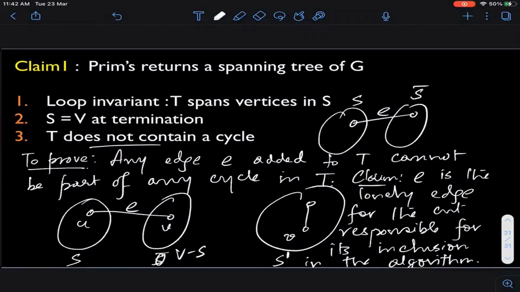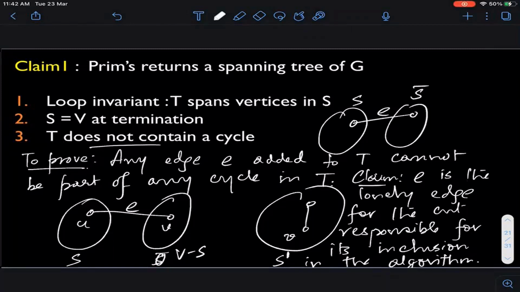तो lonely cut lemma क्या बोलता है कि if I can produce evidence of one cut, बस एक cut मुझे produce करना है, such that E is the lonely edge going across that cut. Lonely edge मतलब बस ये एक ही edge है T में जो S से V minus S तक जा रहा है. And I claim that the cut which was responsible for inclusion of E, that is actually such an evidence.